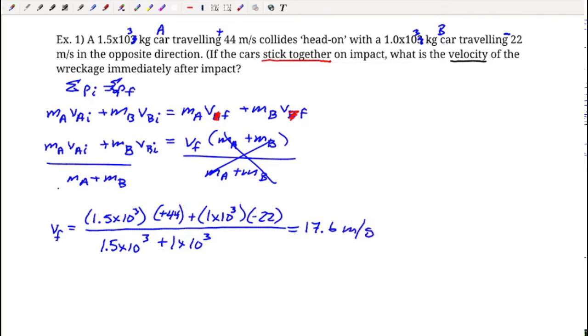Now, because they didn't give us directions north, south, east, west in our question, in order to give the direction of the final velocity, I'm going to think about it in terms of my original cars. Because this ends up being a plus 17.6 meters per second, I call plus the direction of car A. I'm going to call this 17.6 meters per second in the direction of car A, because this ended up being a positive number, and we called positive the direction car A was going, and negative the direction car B was going.